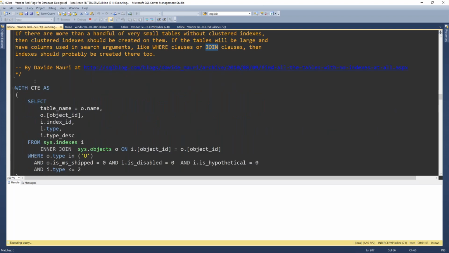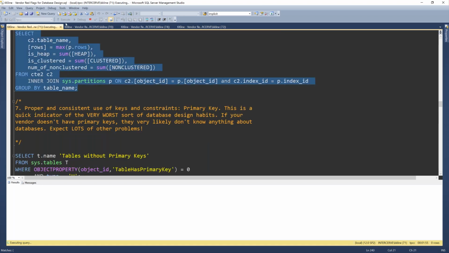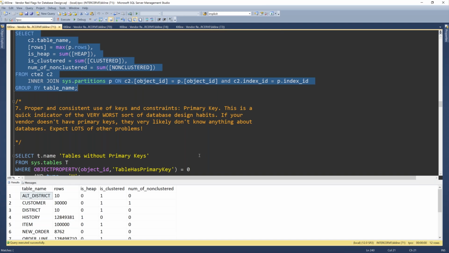So here's one written by Davide Mauri from Italy, and this is just going to take a look at all the different tables and their indexes. Let me stop the previous one because that's still running. This will tell us the general situation with our indexes across the different tables. So this district table only has 10 rows, but it is clustered. It has no non-clustered indexes.